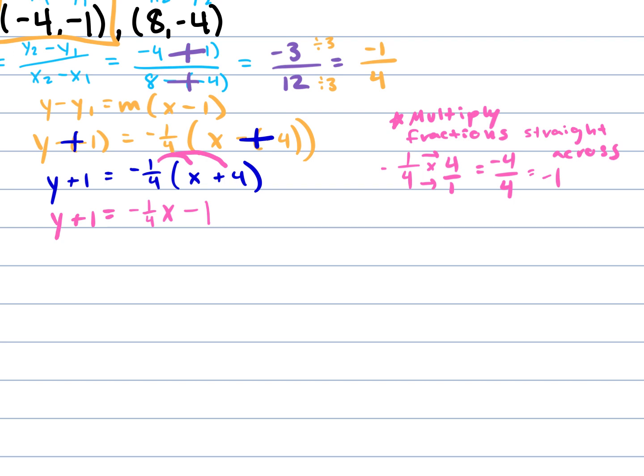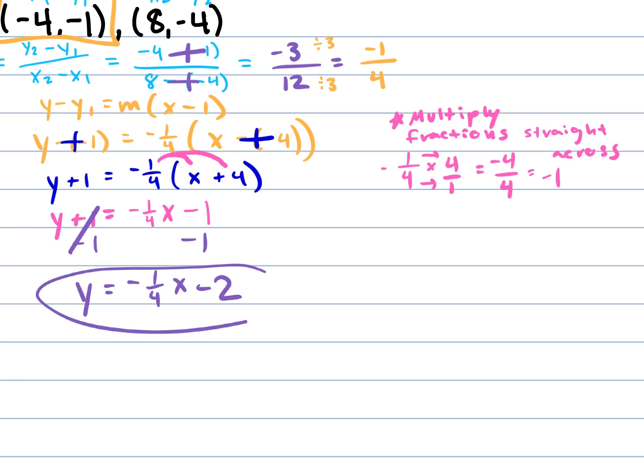-1. Awesome. So I subtract 1 from both sides, so it'll cancel. So y is equal to -1/4 x. What is -1 minus 1? -2. Perfect. Great job.